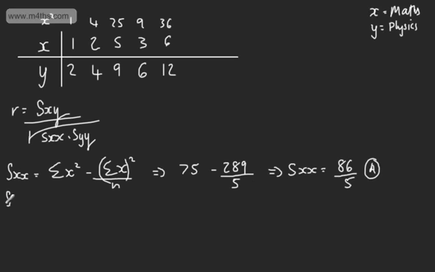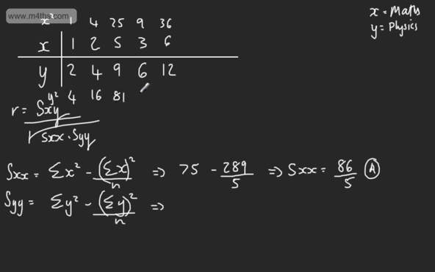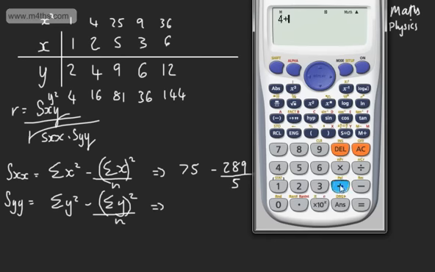Okay, let's now look at SYY. This is going to be the sum of y squared minus the sum of y all squared over n. So let's go ahead and do that. First what we need here is y squared. So that's going to give me 4, 16, 81. We're going to have 36 and we're going to have 144. So let's go ahead and add all of those up. And again, just do this straight through a calculator. Don't worry about doing it manually, as I may make errors. So what's that going to give me? That's going to give me 281.